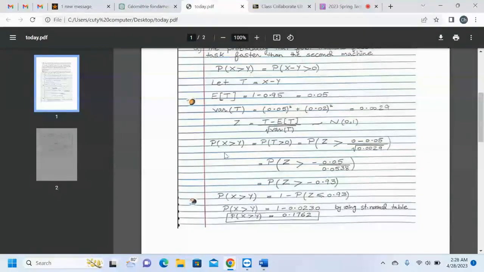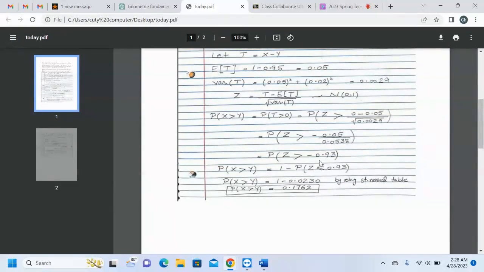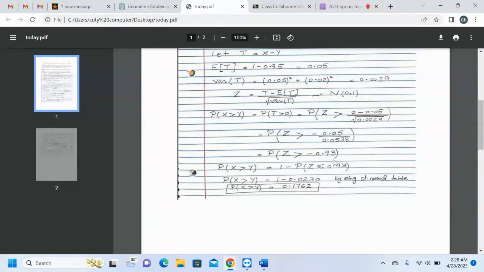Probability x greater than y is equal to probability t greater than 0. So probability z greater than 0 minus 0.05 over under root 0.0029. After taking the under root, we will get the value 0.0538, and it will be the value in negative 0.93.